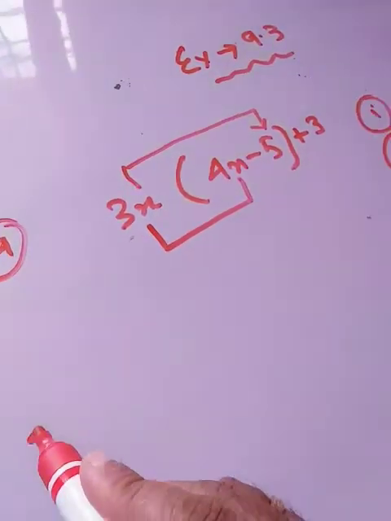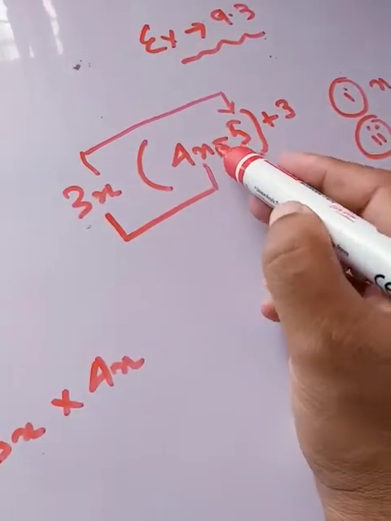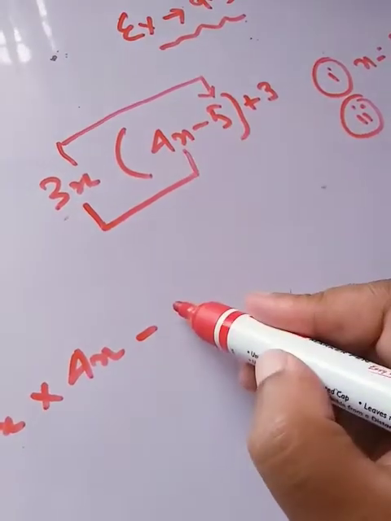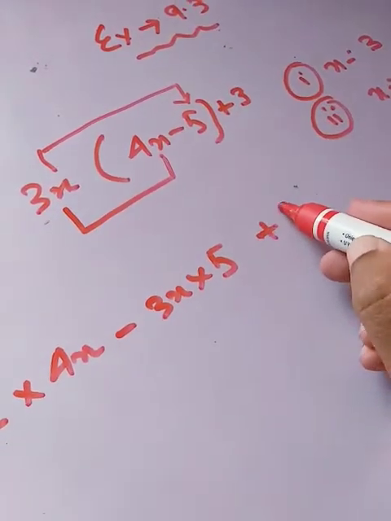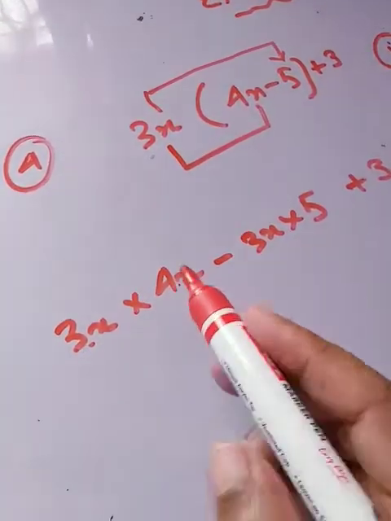So how to write it down? 3x into 4x. So this part is finished. What sign is out here? Minus. Now again we have to multiply 3x into 5. 3x into 5, and then we'll write this plus 3. So what is the product of this? Both the terms are carrying the plus sign, so it's okay.